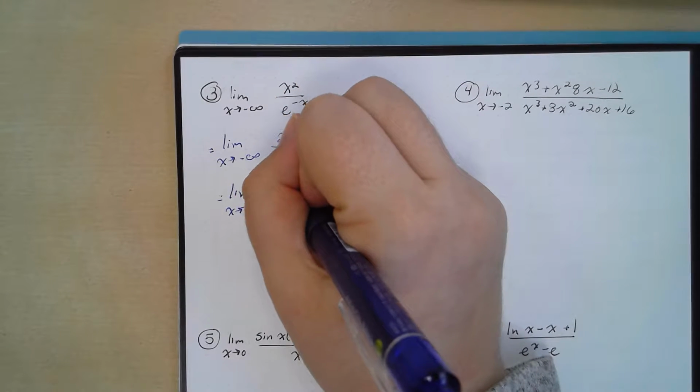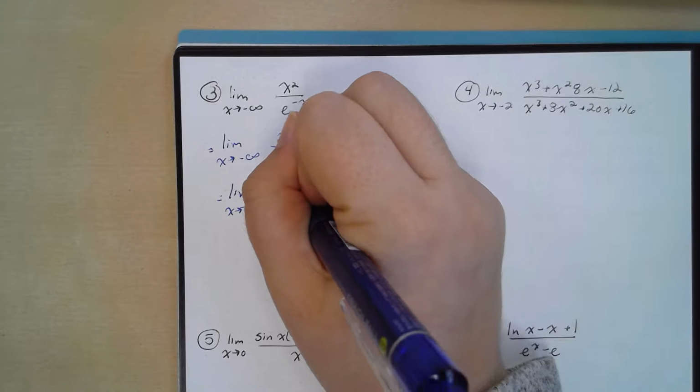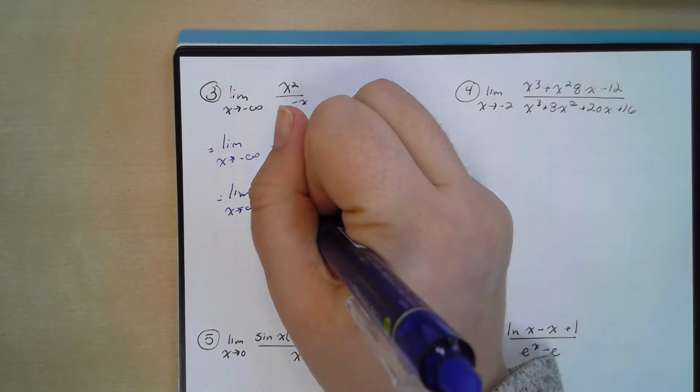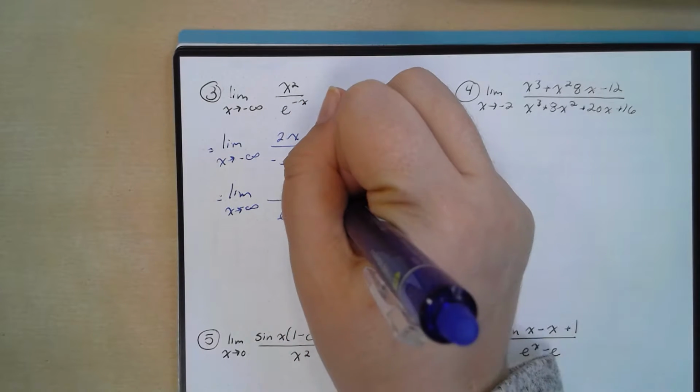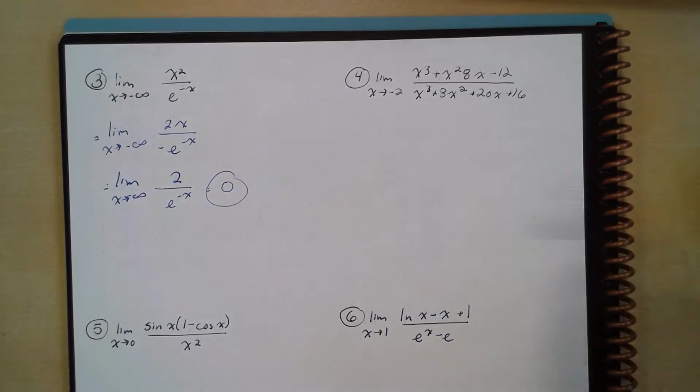So now we're going to have 2 over e to the negative x. So this is going to be 2 over some huge number, which is just going to be 0. Okay? Let's do example 4 here.